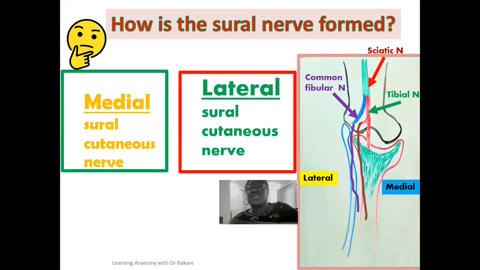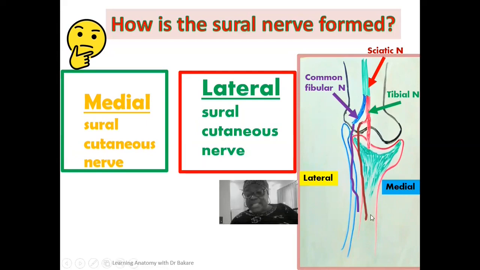So you have the medial sural cutaneous nerve emerging on the medial side from the tibial nerve, and we have the lateral sural cutaneous nerve on the lateral side, just as the name implies, but emerging from the common fibular nerve. We already said that the common fibular nerve is also referred to as the peroneal nerve. So as we have these two emergences, the medial and the lateral sural cutaneous nerves, you see them running down along the posterior region of the leg. And at the distal half of the leg, you see these two nerves uniting to form the sural nerve.